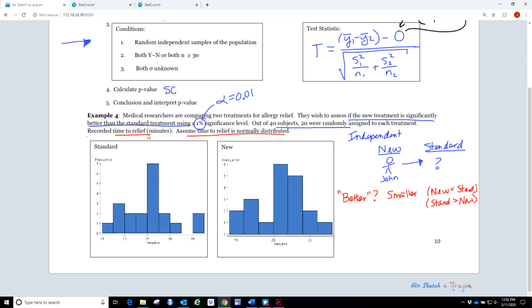Finally, the last thing to discuss here is the time to relief being normally distributed. I've told you in the past, sometimes it could just be stated in the problem, versus sometimes you may actually have to assess histograms. I actually stated it in this problem because I don't think most of you would look at these histograms and say that those look pretty normal.